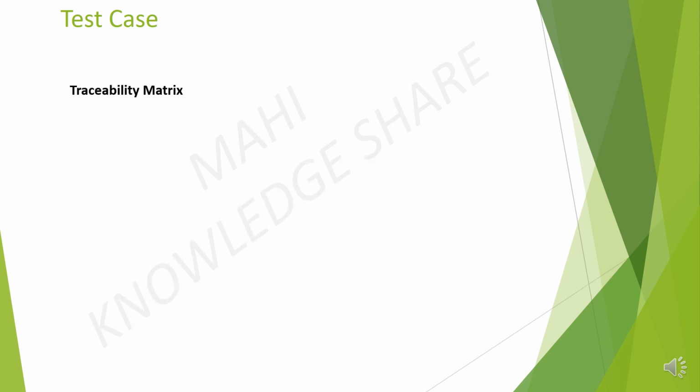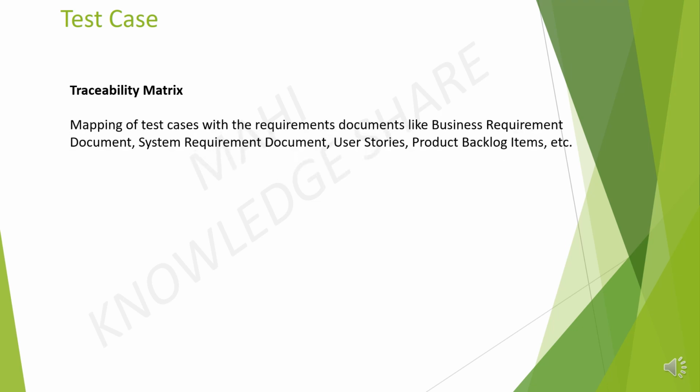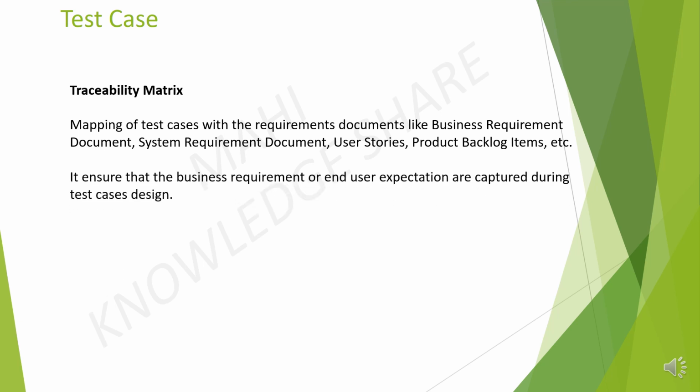Traceability matrix, mapping of test cases with the requirements document like business requirement document, system requirement document, user stories, product backlog items, etc. Traceability matrix ensures that the business requirement or end user expectation are captured during test cases design, and traceability matrix helps to measure the test coverage of the given requirement.